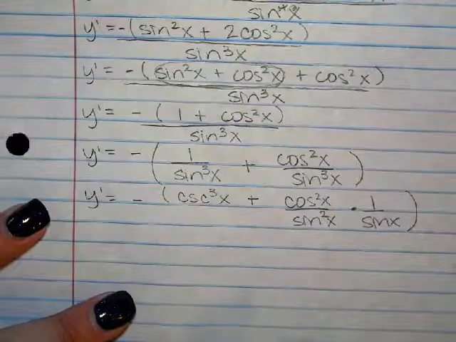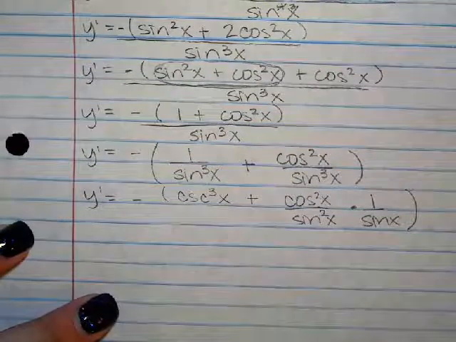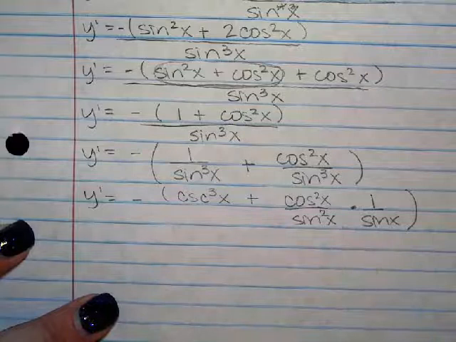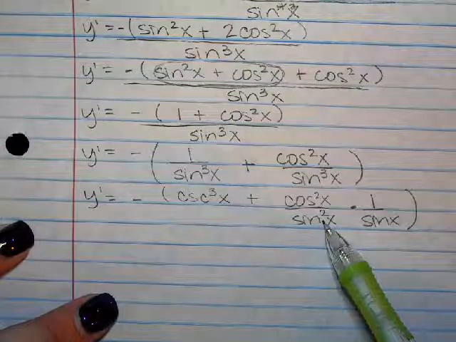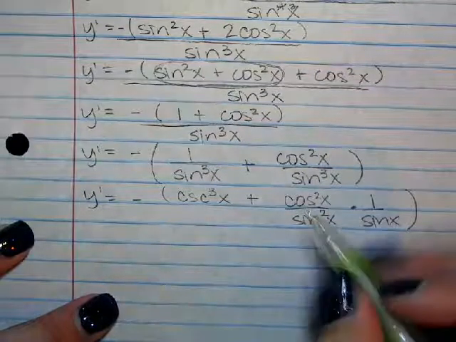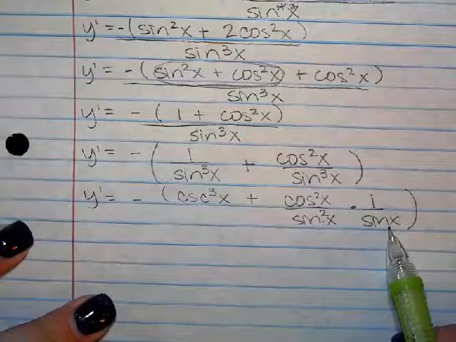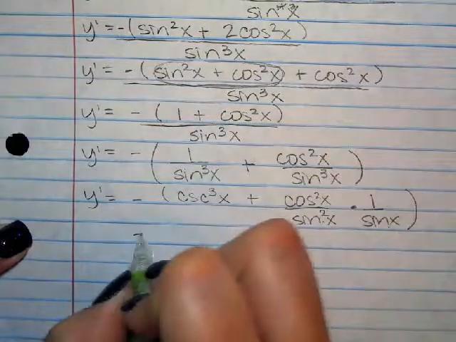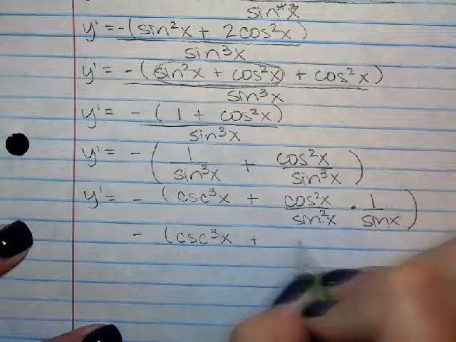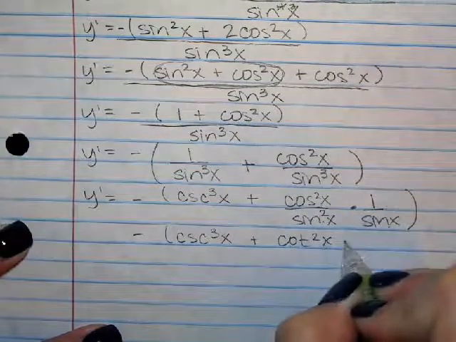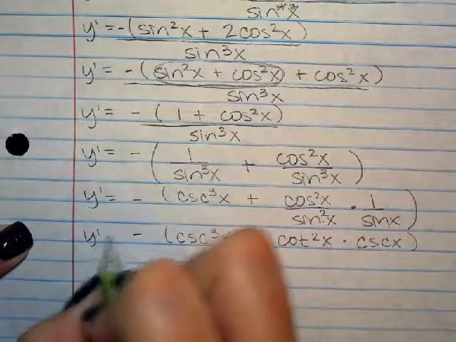Okay, so looking at the reciprocals, or just off the top of your head, what is cos over sine? Not tangent. Cotangent. So this is cotangent squared times what? Cosecant. Okay, so this is negative cosecant cubed plus cotangent squared times cosecant. Okay, so then what did they do? Then they took out the GCF of cosecant, and that's how they got that answer.